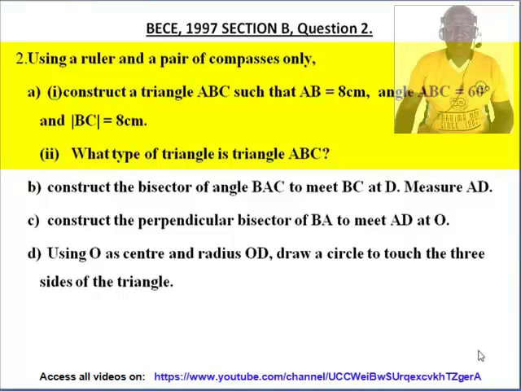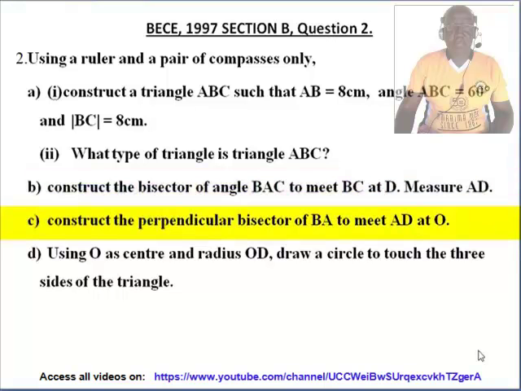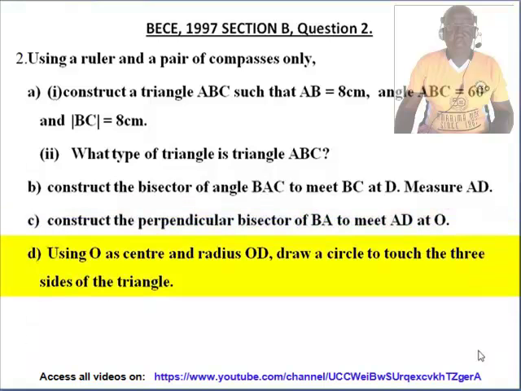(ii) What type of triangle is triangle ABC? 2b. Construct the bisector of angle BAC to meet BC at D. Measure AD. 2c. Construct the perpendicular bisector of BA to meet AD at O. 2d. Using O as center and radius OD, draw a circle to touch the three sides of the triangle.